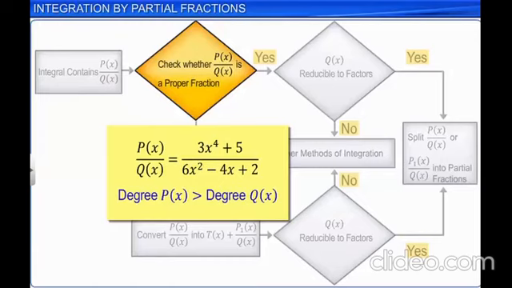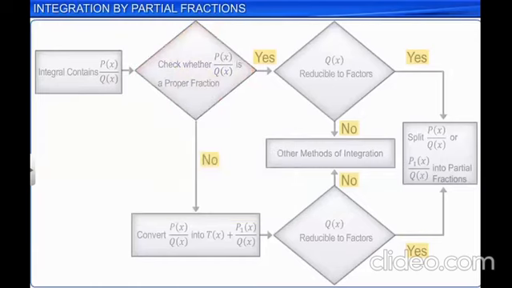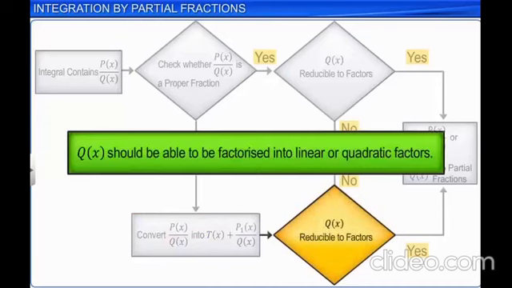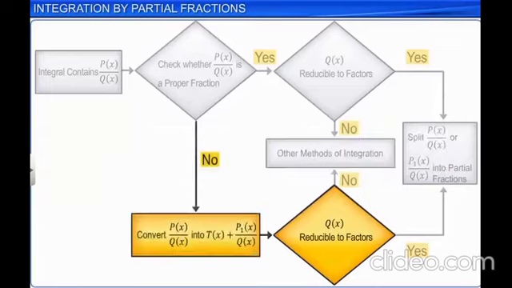In such cases, we convert the function into a proper fraction by dividing the numerator by the denominator. Here, P1(x)/Q(x) so obtained is a proper fraction. After this, we check whether the denominator of this proper fraction can be factorized into linear or quadratic factors. If the denominator can be split, then split P1(x)/Q(x) into partial fractions.